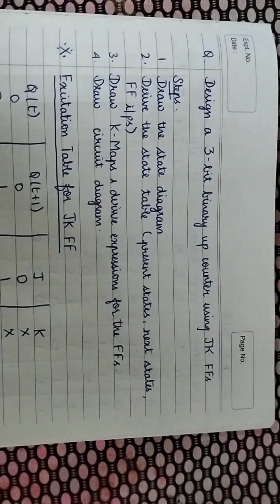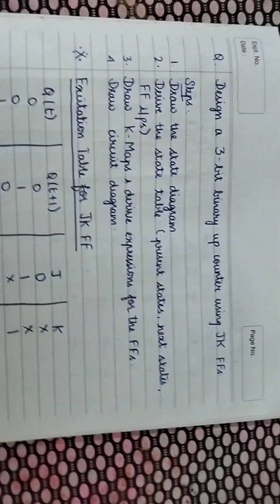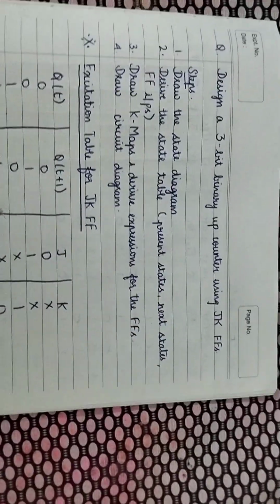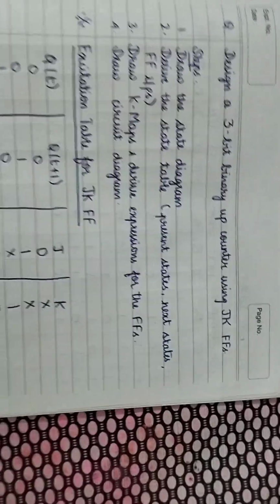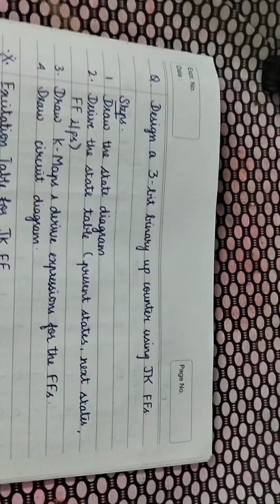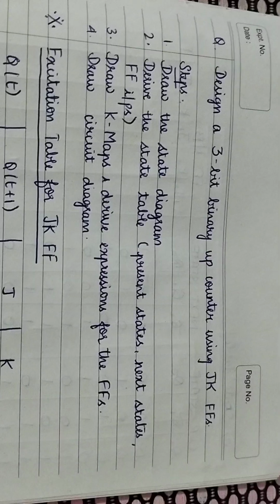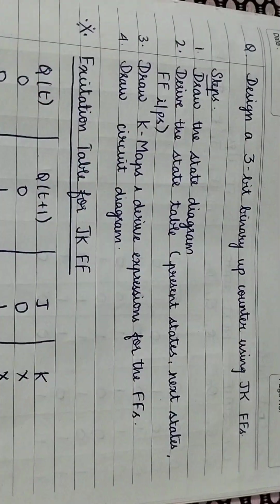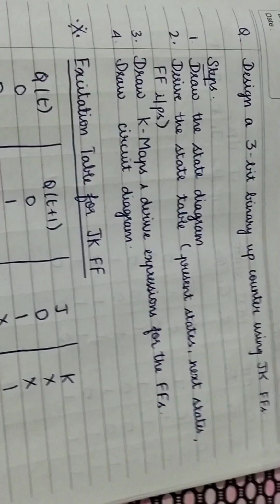Step 1, draw the state diagram. Step 2, derive the state table. Step 3, draw the K-maps and derive the expressions for the flip-flops. Step 4, draw the circuit diagram. We are going to look at each of these steps one by one.